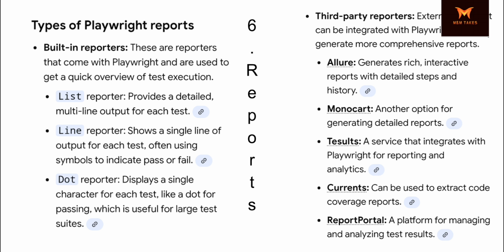Whereas in Playwright, once you run your test, the test runner will take care of everything and generates the reports automatically without any external thing. Playwright has its own internal reports, and it also supports some third-party reporters as well, like Allure, Monocart, Tesults, etc. We are going to discuss more as we start running our automation test scripts.